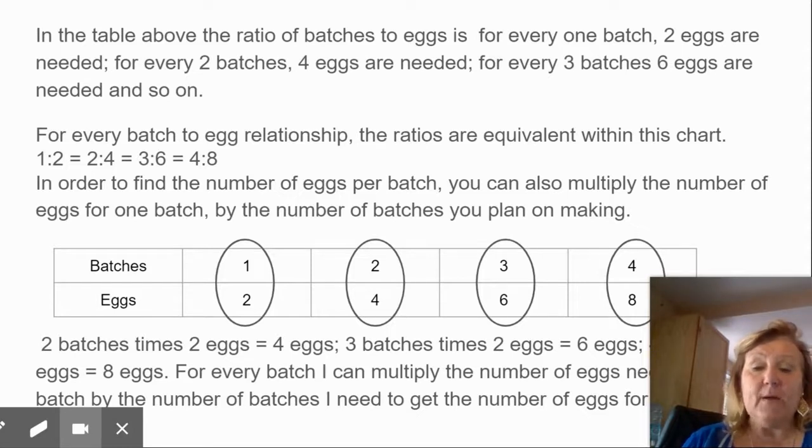In order to find out how many eggs we need, you can multiply 2, the number of eggs for 1 batch, by each batch. For example, if I have 2 eggs for 1 batch, I know that I need to double that recipe. For 2 batches, I get 4 eggs. If I'm making 3 batches, that's triple the recipe. So I have 6 eggs. If I'm making 4 batches, okay, that gives me 8 eggs.